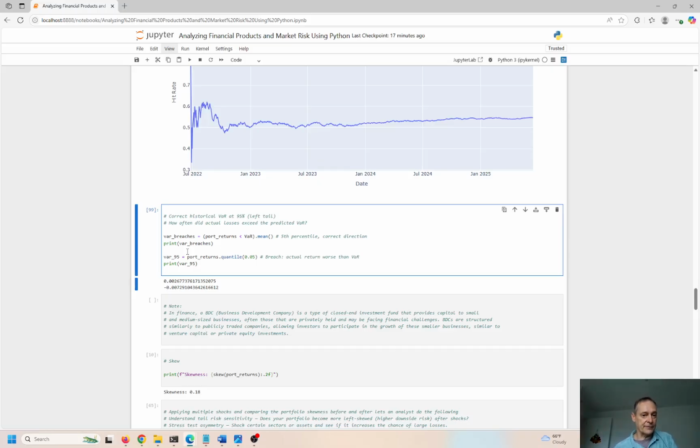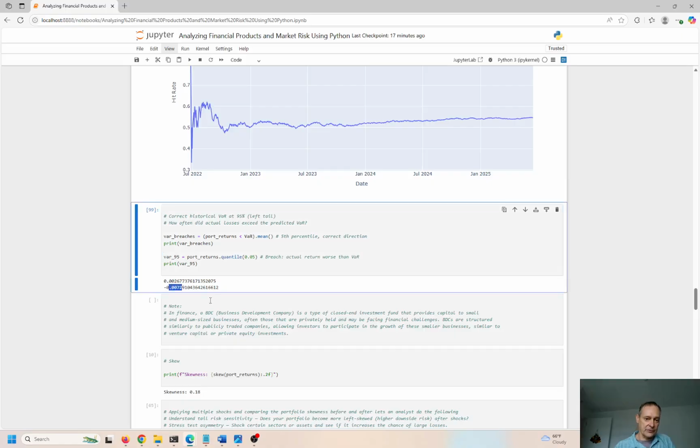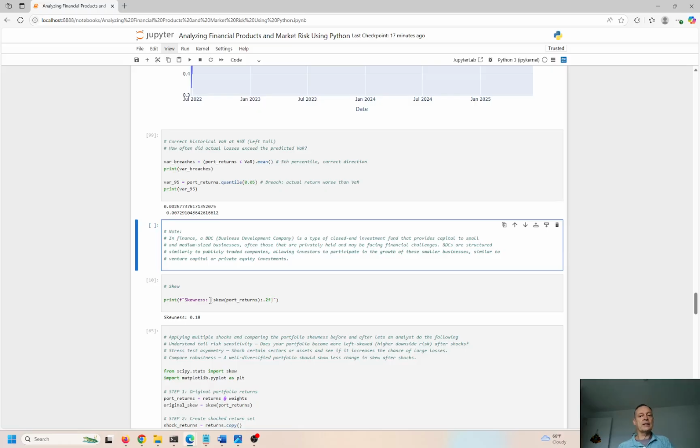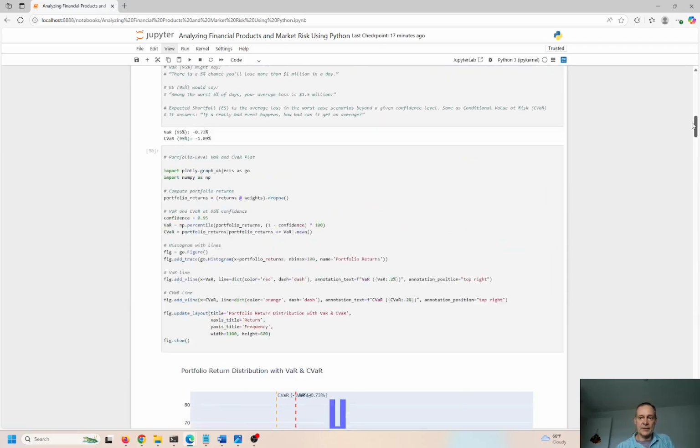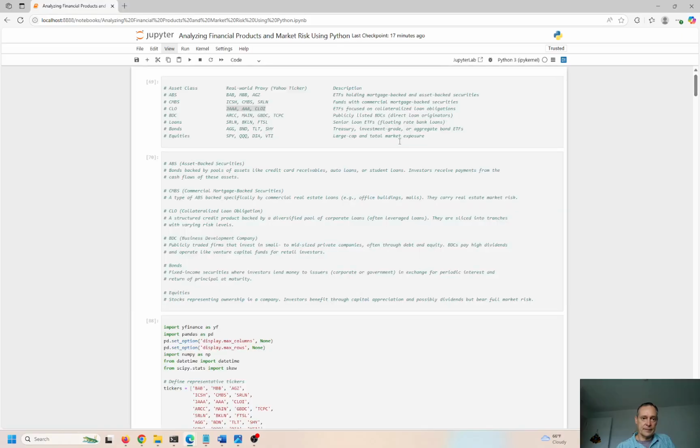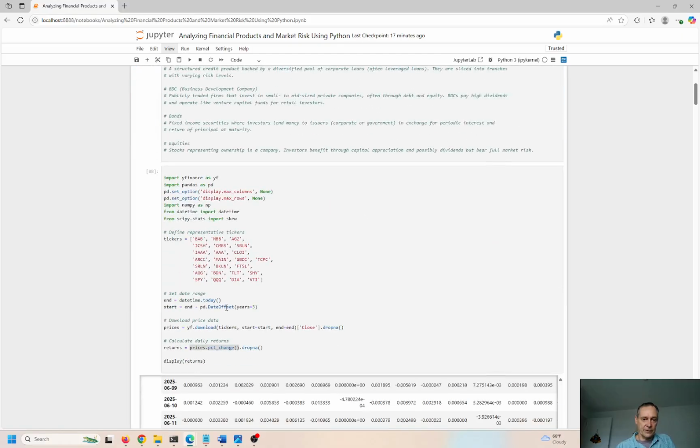And this is a VaR breach where the portfolio ended up lower that trading day at the end of the day than we expected. And the VaR at 95%, was the breach actually worse than the VaR? That is negative 0.0072%. Okay, so overall, pretty good strategy. Basically, the portfolio is very balanced. We have all of these securities I showed you at the beginning. I think there's 23. All of these securities are in the portfolio, all of these tickers, right?